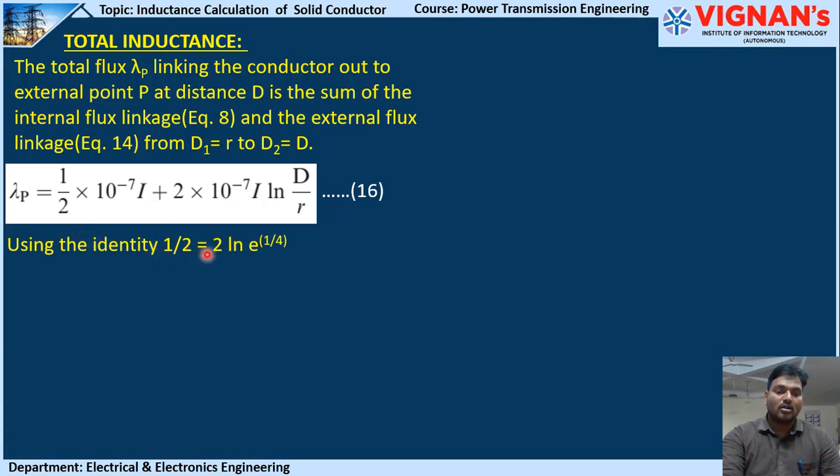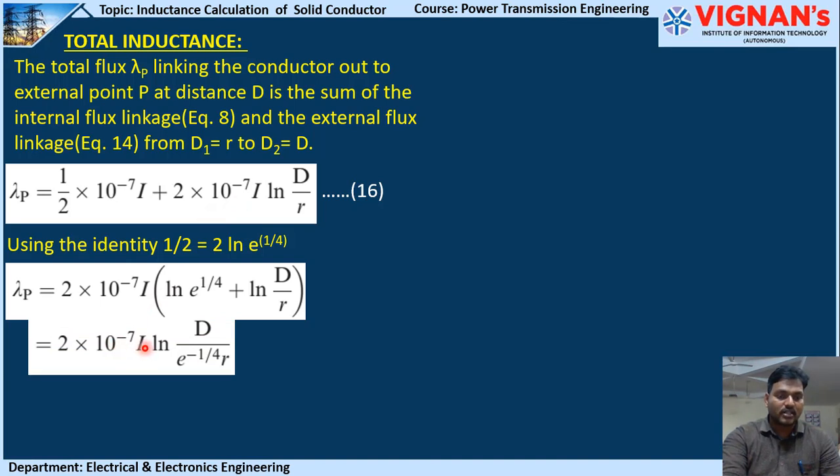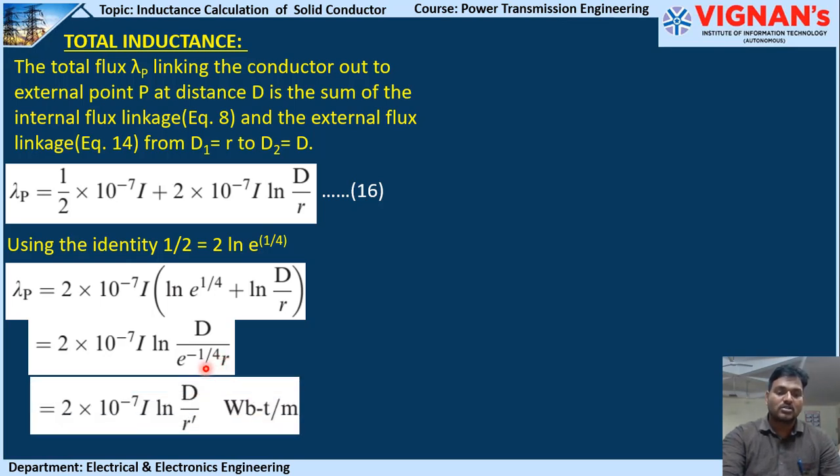Now we know that 1 by 2 can be written as 2 into ln of e power 1 by 4, that is 2 into 1 by 4, because ln e is nothing but 1. So using this identity, you can rearrange this and take out 2 into 10 power minus 7 I as common. So here you will have 1 by 4, written as ln e power 1 by 4, plus ln of D by r, which gives ln of D by e power minus 1 by 4 into r.